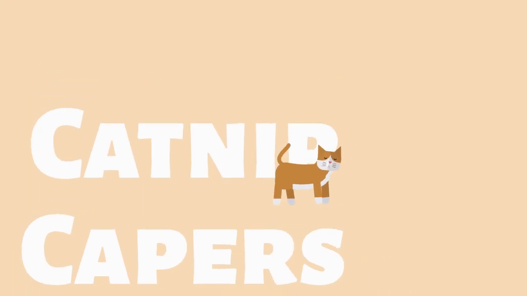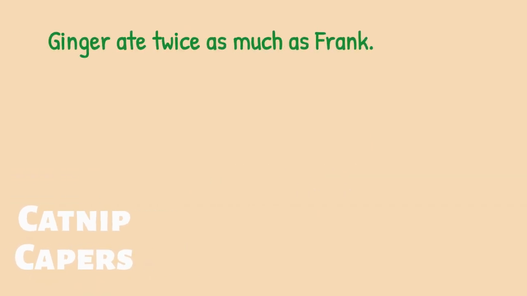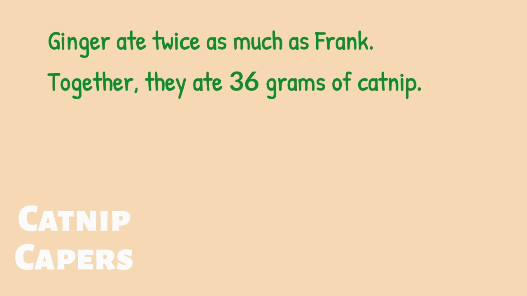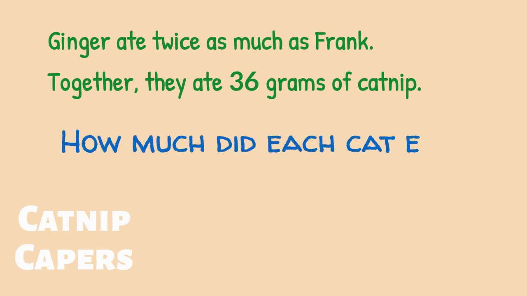Frank and Ginger got into the catnip stash. Ginger ate twice as much as Frank. Together, they ate 36 grams of catnip. How much did each cat eat?